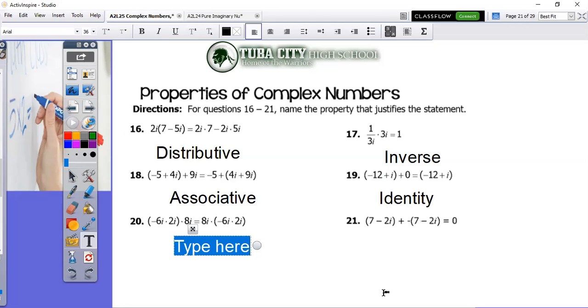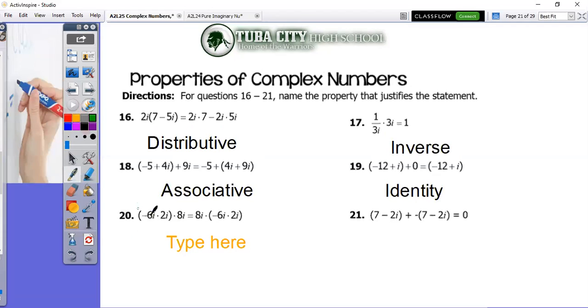And what's happening with this one here? So we got groups, but it might look like associative, but it's not associative because check it out. The order is changed. -6 is not the first one. In fact, this is grouped here. So grouped and grouped.